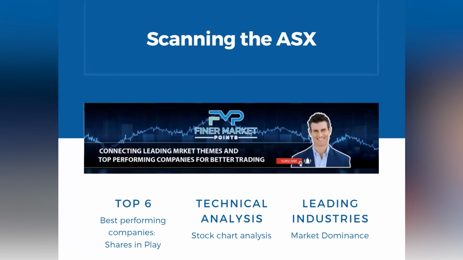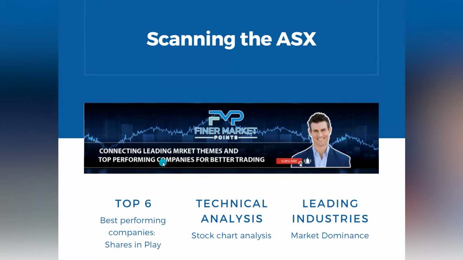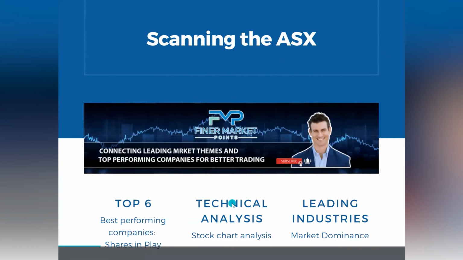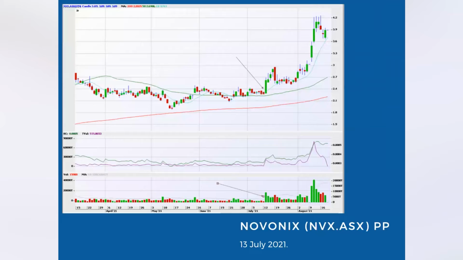This is what we're consistently doing on Finer Market Points. We're surfacing those leading thematics, so the leading industries with market dominance, and we're finding the top 6 companies, the best performing companies within that industry. We're surfacing that in Finer Market Points and shares in play, and then applying technical analysis like we're doing now to find pocket pivots and other opportunities to identify in those top companies that are consistently leading the market higher.